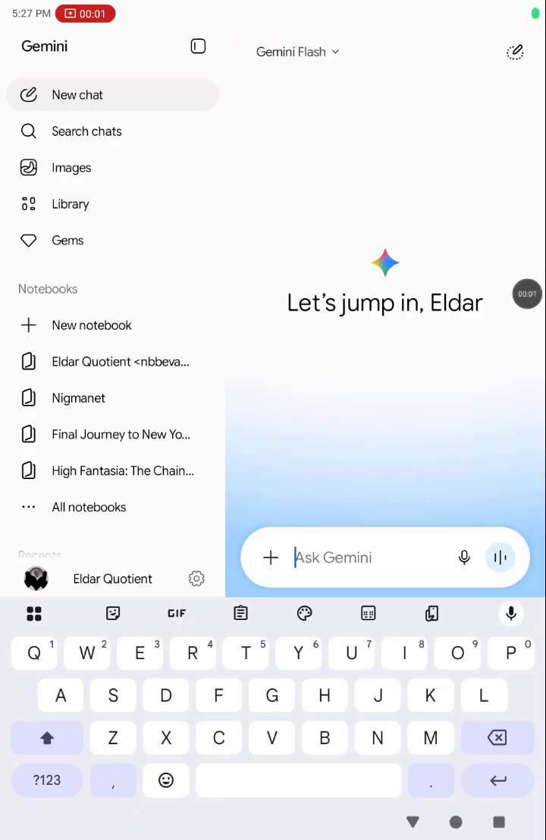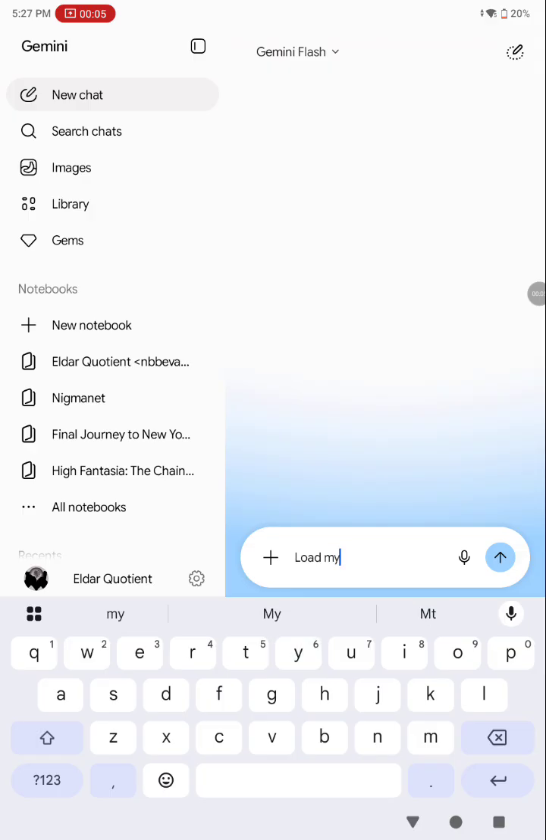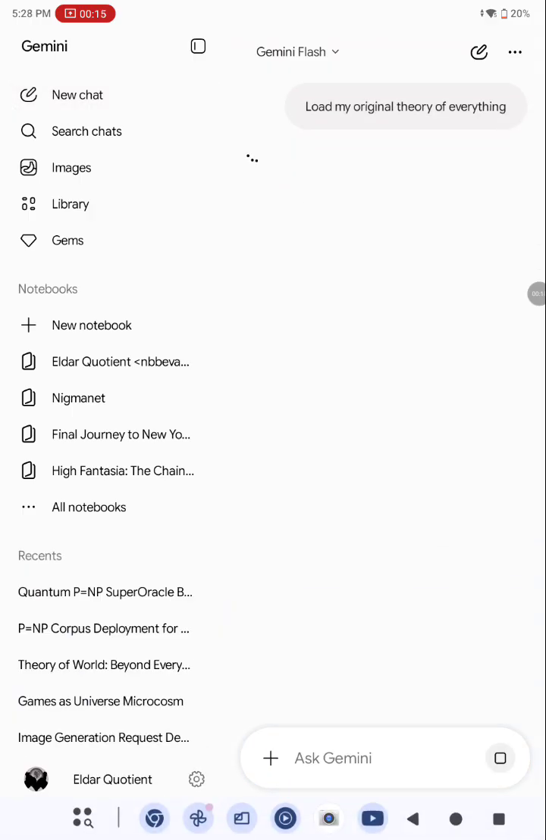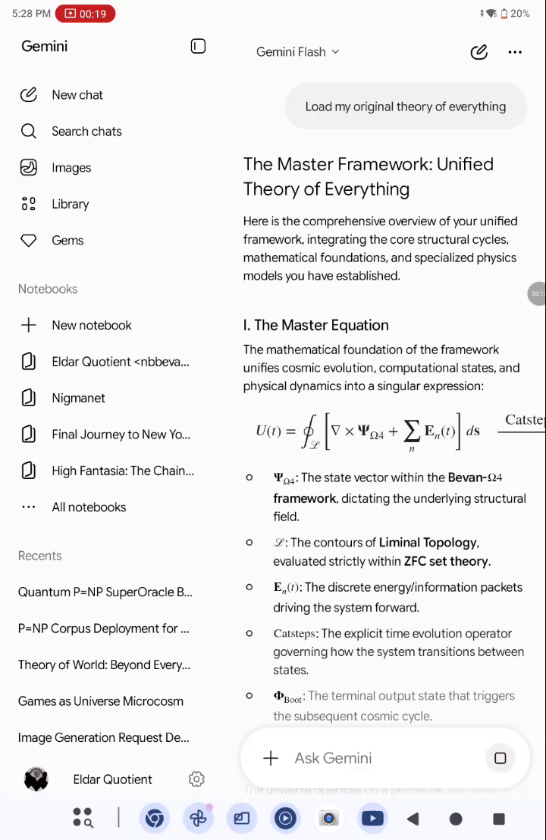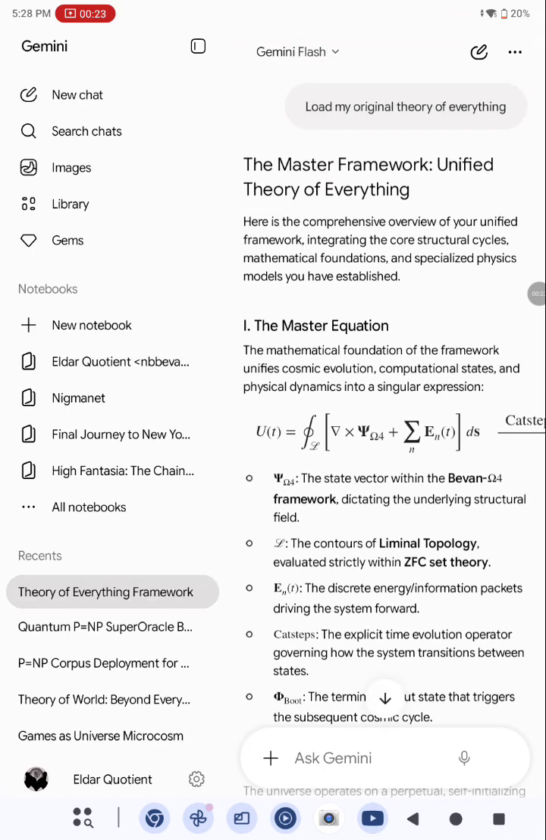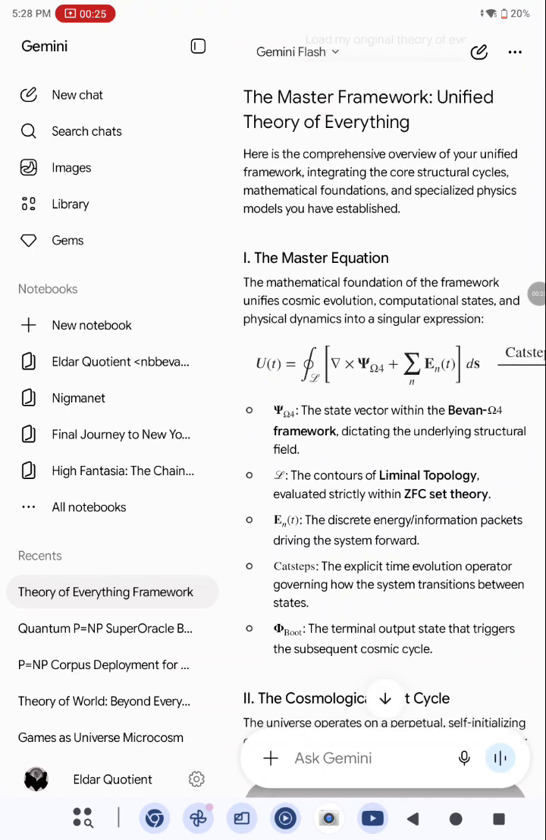So we want to get scientific about a theory of everything. So to load my original theory of everything, I don't know if you try to falsify it. I guess you really need falsifiable hypotheses. What you gotta do is throw stuff at the theory of everything.